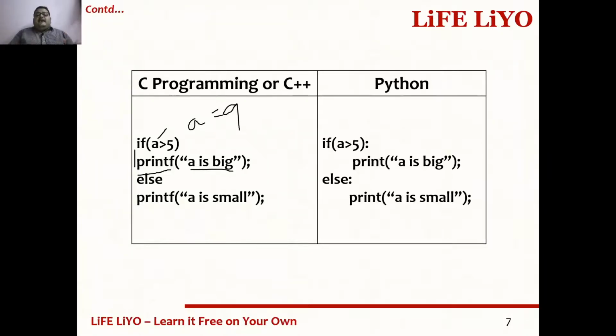But when coming to Python, there will be 4 spaces. There will be 4 spaces for every suit. Now, this print belongs to one suit. This print belongs to another suit. So, Python follows a strict indentation.